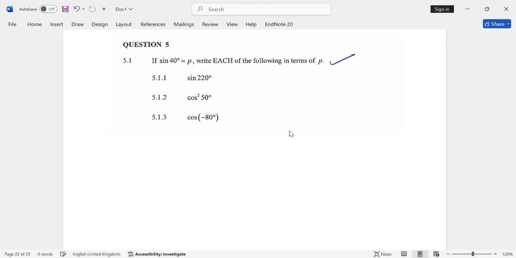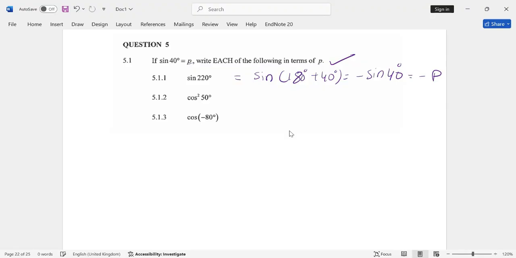Okay, so I'm writing it, this is equal to sine of 180 degrees plus 40 degrees, and that is equal to minus sine 40 degrees. Okay, as they say that sine 40 degrees equals P, so I'm writing that sine 220 degrees equals minus P.